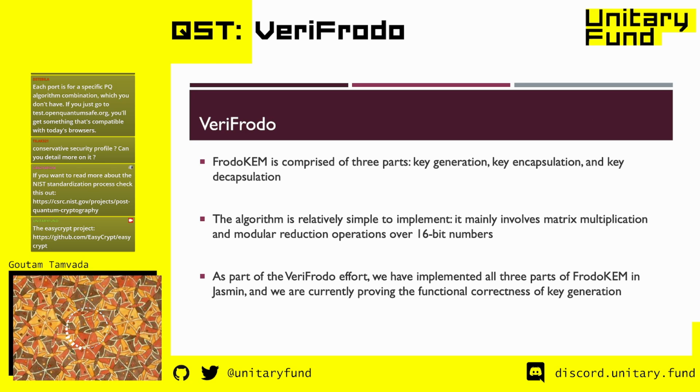over 16-bit numbers. The VeriFrodo project was funded by the Unitary Fund. As part of that, we've implemented all three parts: Frodo key generation, key encapsulation, and key decapsulation in Jasmin, and we're currently proving the functional correctness of key generation. In comparison to the other candidates in round 3 of the NIST standardization process, FrodoKEM is relatively simple to implement. It's mainly just matrix multiplication and some modular reduction. This lets us focus more of the effort on the actual verification as opposed to trying to figure out how to do things in Jasmin or EasyCrypt.